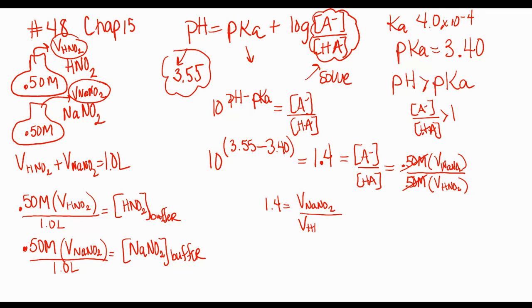Now here's where we have to do some algebra, but I want you to think of it conceptually. What this is saying is we have a ratio of base to acid of 1.4 to 1. And then the other thing is we need 1 liter. So let's just pretend that our ratio was 1 instead. So I can just show you how you should think of it.